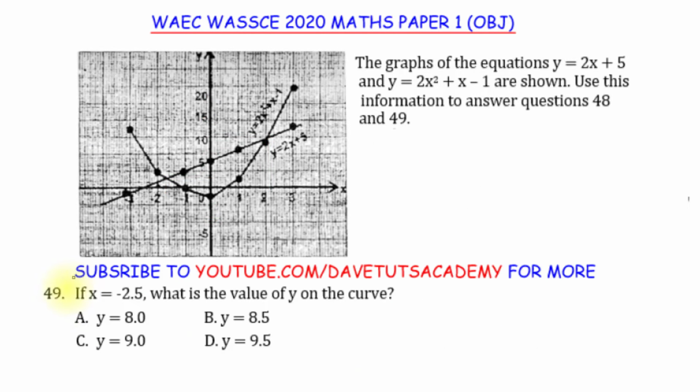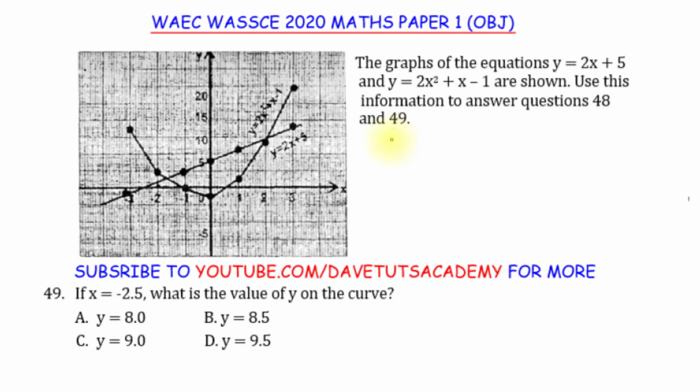Alright. So here in this question number 49, already we have established the fact that we cannot trust the diagram that we are looking at. We need to do our calculation ourselves. We are now being told that if x is minus 2.5, what is the value of y on the curve? Now, what's the equation for y from the curve?